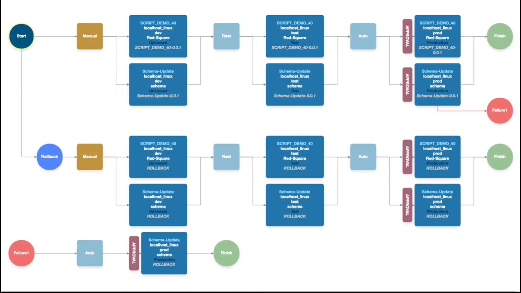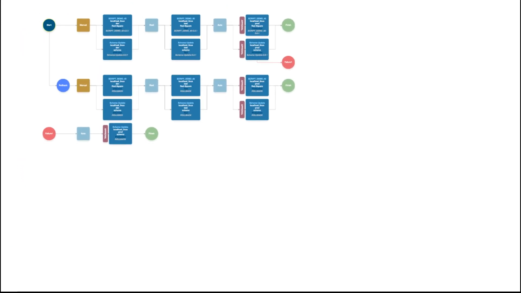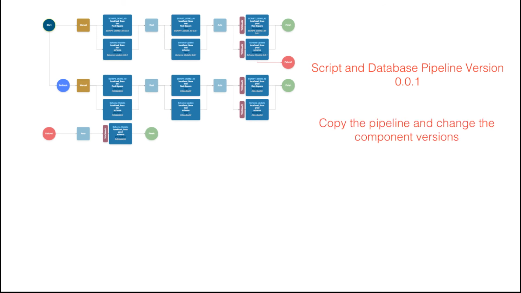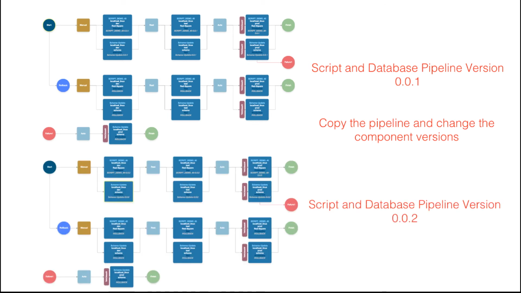Okay. So now if we take this pipeline and we save it and we version it, we call it version of the pipeline 001, we can then copy this pipeline and just change the component versions. So all we have to do is change the version of the script demo and the version of the schema update, and then we save that as an entirely new pipeline, version 002. And then we can run this second pipeline behind the first pipeline if we want to. It should be noted that once you're running a pipeline, that pipeline can't be rerun whilst it's in progress. So that's why you would then create a separate pipeline with a different version, and that can run behind the first pipeline.